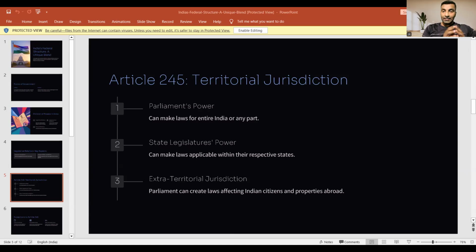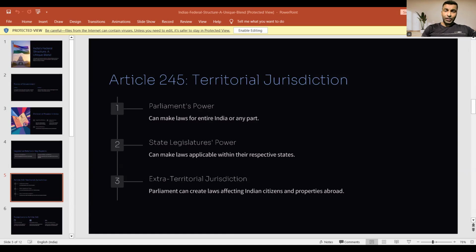So, for instance, if there is a law affecting Indian-owned property abroad, Parliament has the authority to enact such legislation. However, please note this: state legislatures do not have this extraterritorial power. State legislatures have to make laws within the territory, but Parliament has extraterritorial jurisdiction also.